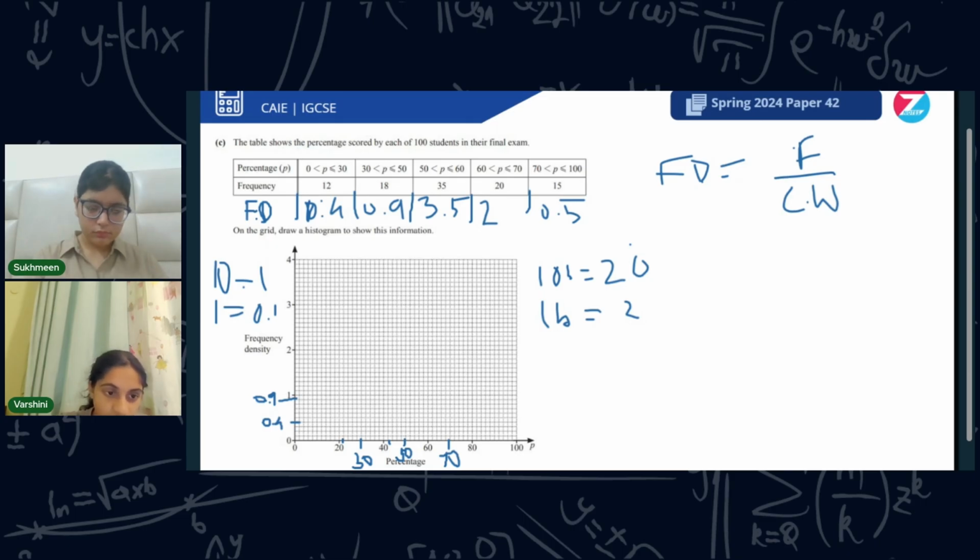Next we have 3.5, so that's 3.1, 3.2, 3.3, 3.4, and 3.5 in the middle of these two. And next we have 2, which is just this. It's already given over here, 2. And lastly we have 0.5, so that's going to be 1 above 0.4.